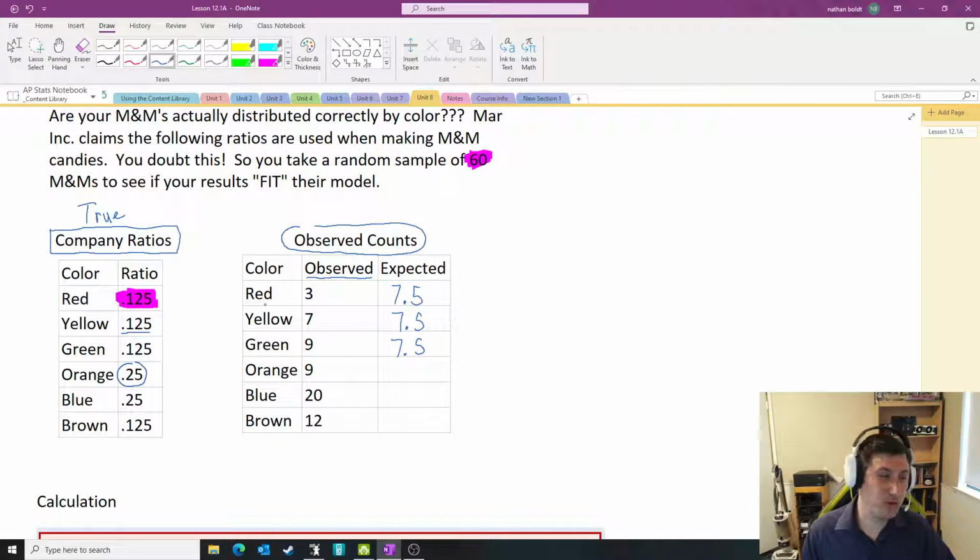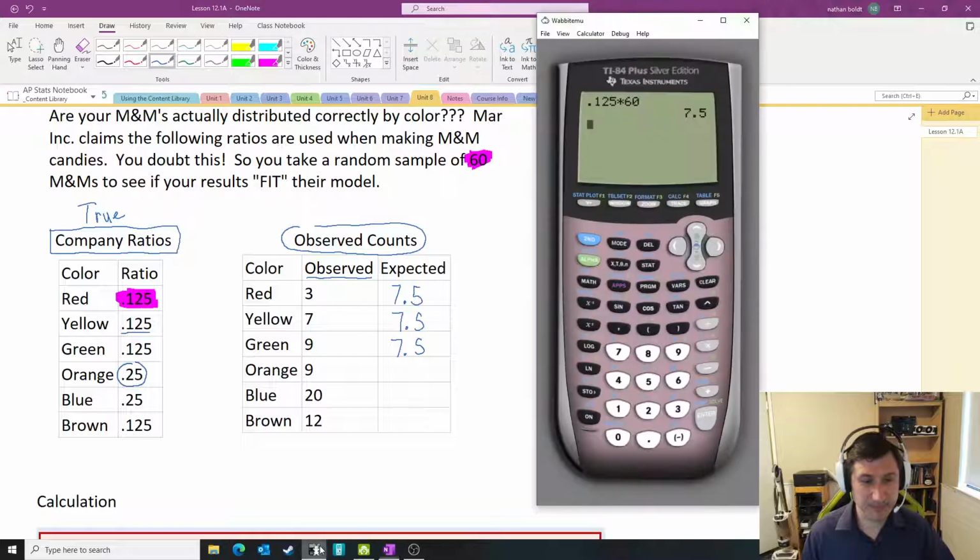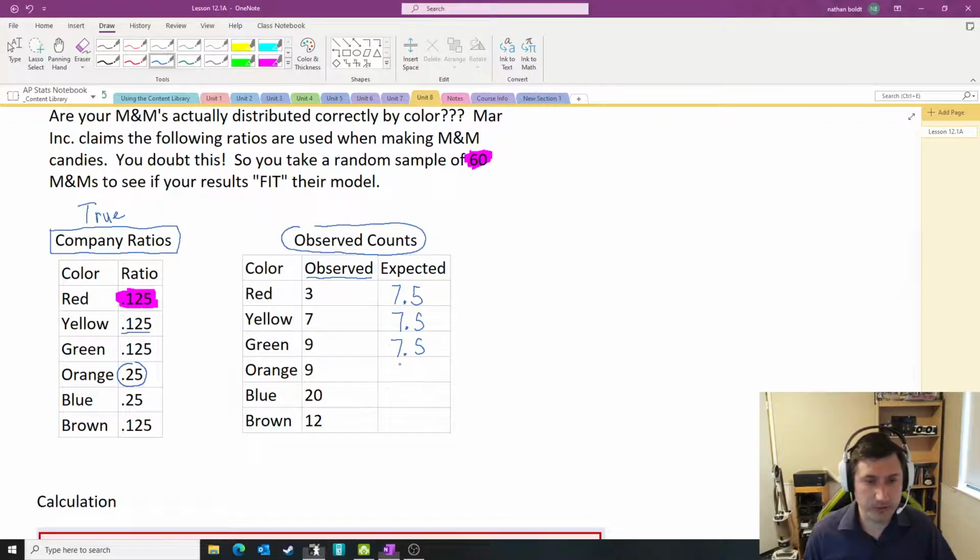Yeah, more orange and more blue, apparently. So what is that? It's 25% of our sample size, 60, because we took a sample of 60. Ideally, 25% of those should be orange, so 15. That's both for blue and orange, right? 15 and 15. And then brown is also 12.5%, so that one will also be 7.5. Now, as you can see, it's not perfect, right?